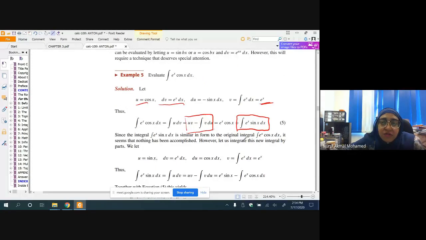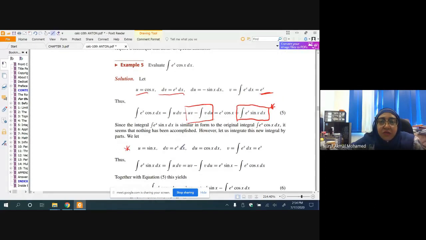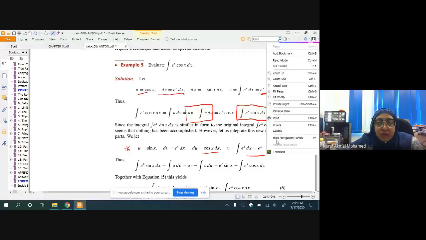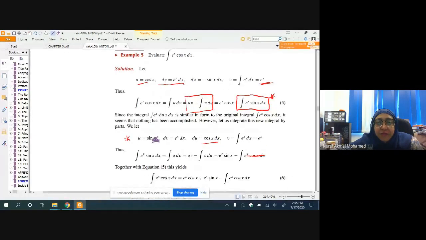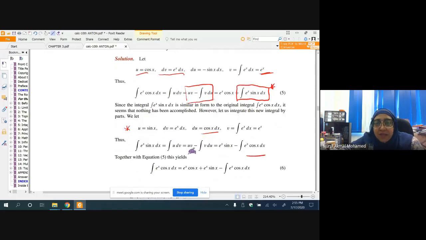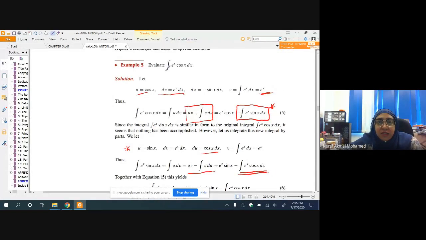If you choose u equal to sin x and dv equal to e^x dx, in solving the integral marked with a star, you get u equal to sin x and dv equal to e^x dx. Then if you apply the integration by parts, this is the key: it gives you the original integral, which is e^x cos x.